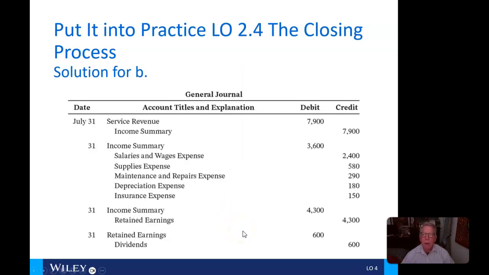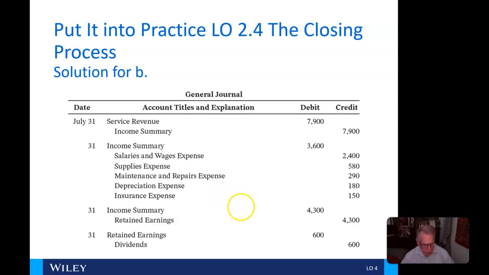Okay, so these were the closing processes. Our service revenue we debited. That has a normal credit balance, so debiting it zeroes it out. We put that balance in the income summary account. All the expense accounts have a normal debit balance, so we credit those to zero them out and put that balance into income summary. That leaves us a balance in income summary of a credit balance of 4,300.